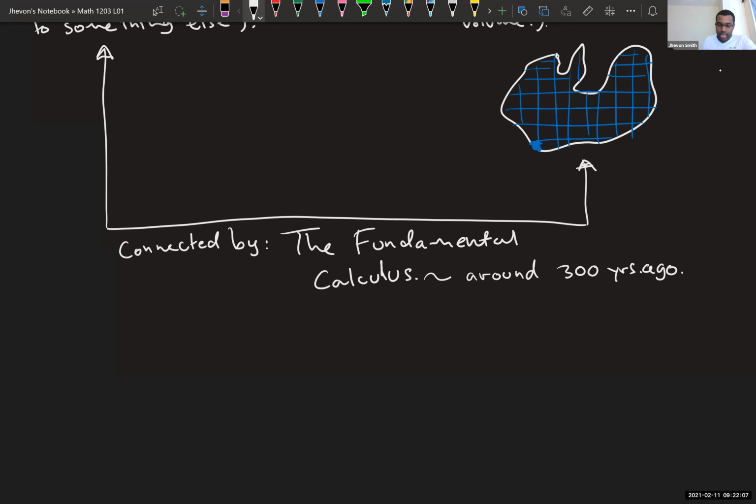So this is responsible for calculus as we know it. And that's why it's the fundamental theorem of calculus. That's why we're all here. That's why there's such a thing as calculus class, right? Responsible for calculus as we know it.